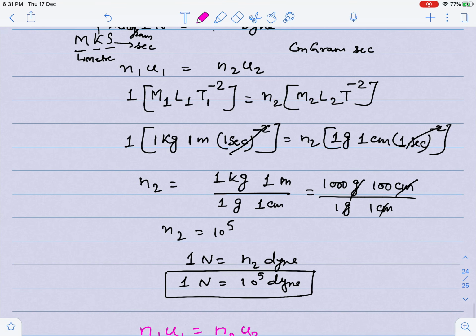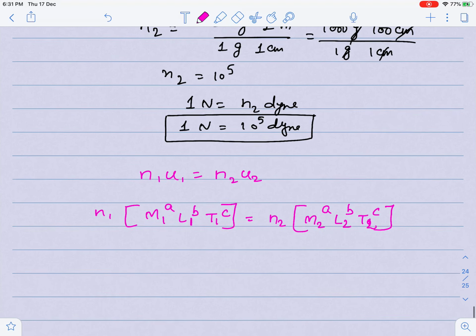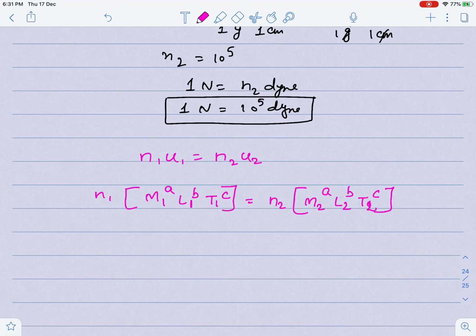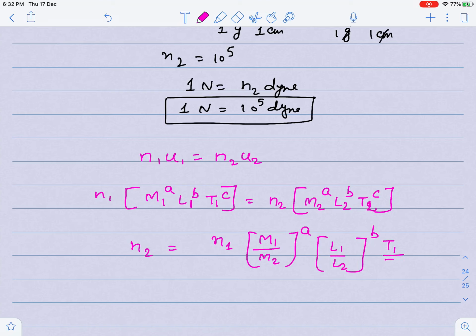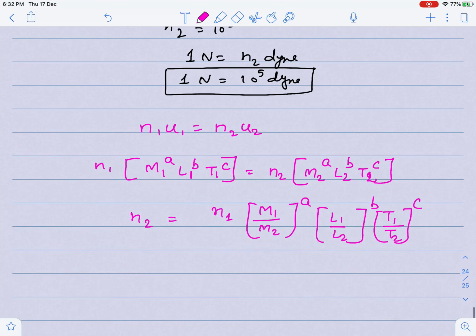Why? Because the same thing we have done here, guys. M1 to the power a is 1, b is 1, and c is minus 2. So similarly 1, 1 and minus 2. I'll give you the shortcut which you will use directly to solve any problems. So n2 can be written as n1, and I can rearrange and write like this: M1 by M2 whole to the power a, now L1 by L2 whole to the power b, now T1 by T2 whole to the power c. That means you can directly use this method.